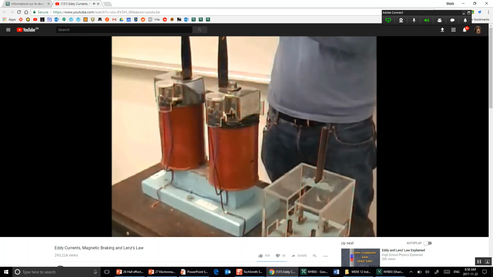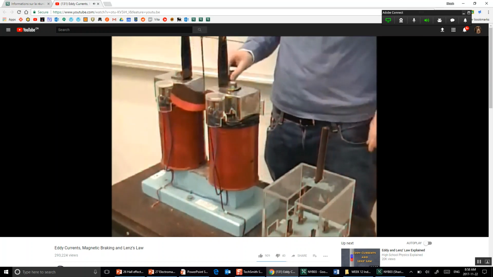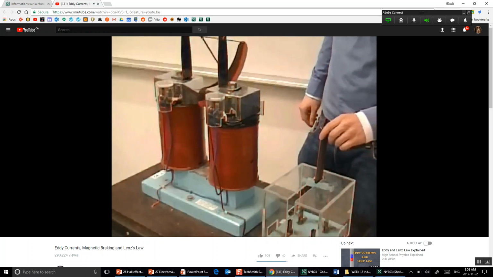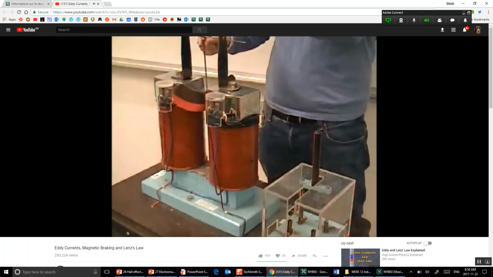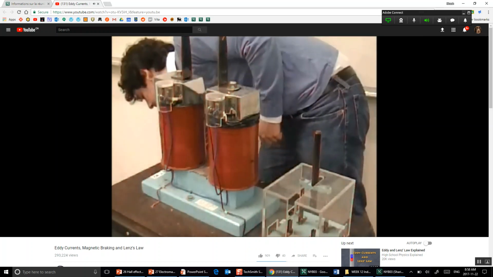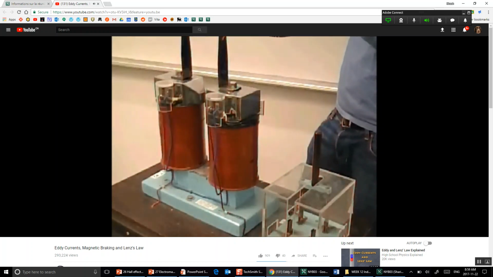The pendulum swings freely when the magnets are not switched on. Once the magnets are on, the pendulum experiences a changing magnetic field as it swings. This changing magnetic field induces a voltage in the pendulum, which creates eddy currents. The magnetic fields created by these eddy currents slow the pendulum to a stop.